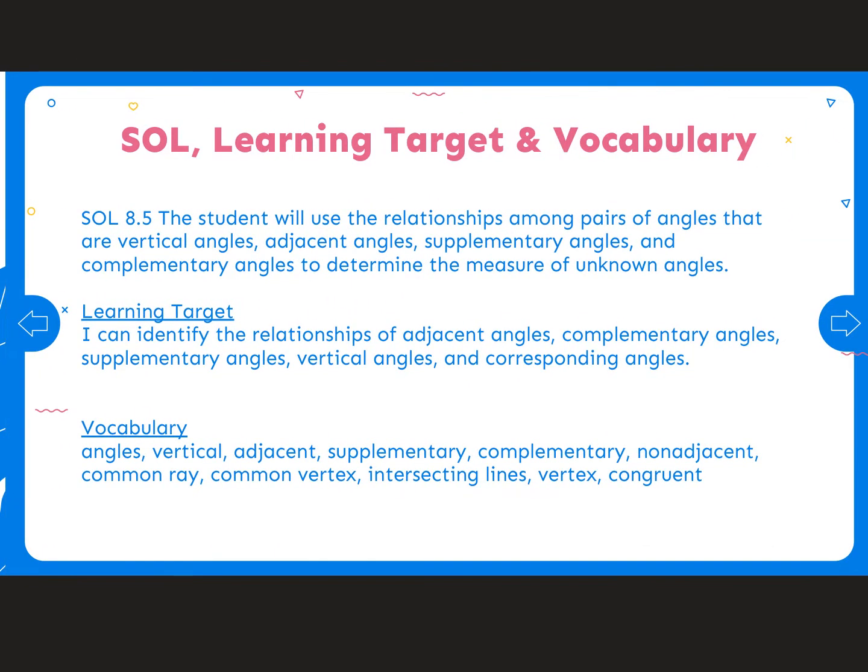All right, so it says, I can identify the relationships of adjacent, complementary angles, supplementary angles, vertical angles, and corresponding angles. And I should add in there to determine the value or measurement of other angles.